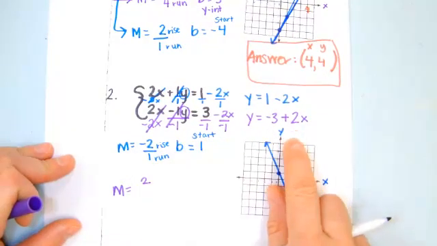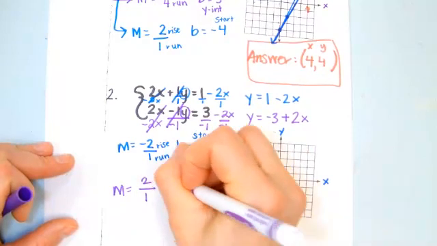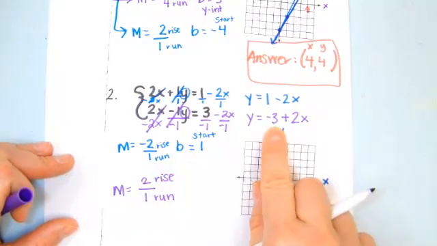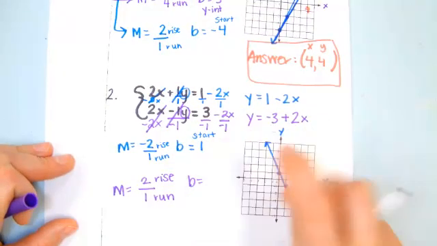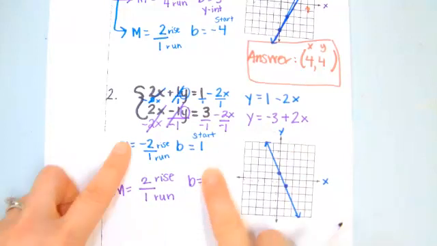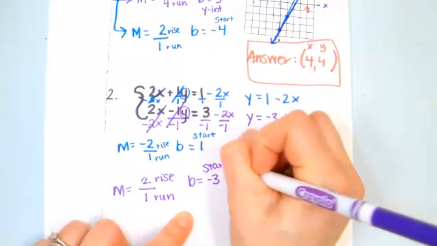I know I need a rise and a run, so right away I'm going to put it over 1. So my rise is 2, my run is 1. And then my y-intercept, my b value, in this case, is negative 3. Okay, where do I start? Do I start at slope or y-intercept? Oh, look above. I start at my b value. So I'm going to start at negative 3.